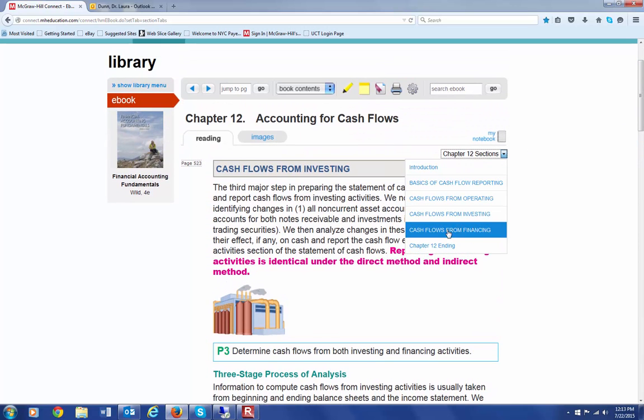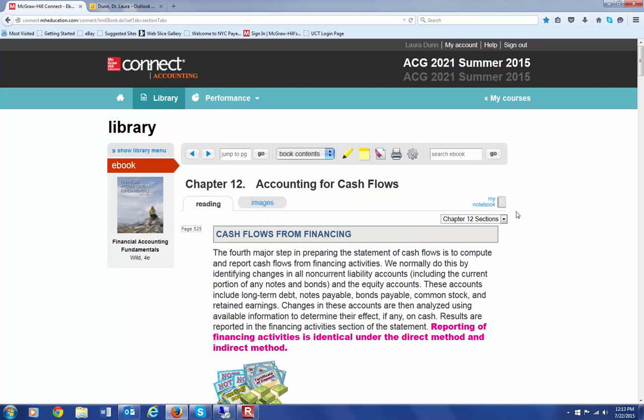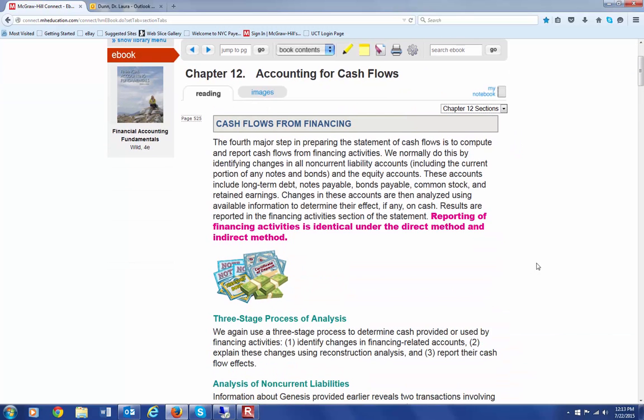Now let's look at cash flows from financing activities. So of our 5 steps that we have to do, this is our 4th step. And in this case, we're looking at changes in non-current liability accounts and equity accounts. So the investing had to do with assets, the financing has to do with the liability and equity accounts. So this would be long-term debt, notes payable, bonds payable, common stock, retained earnings. Changes in these accounts have to be analyzed in terms of their impact on cash.